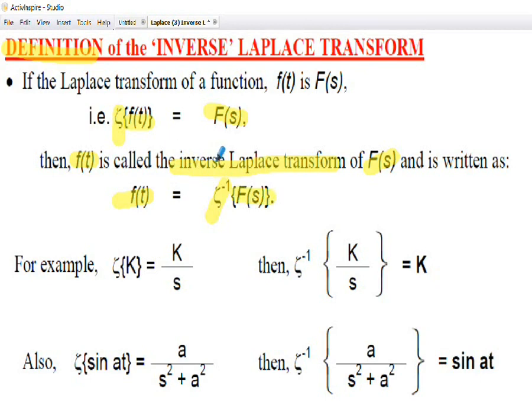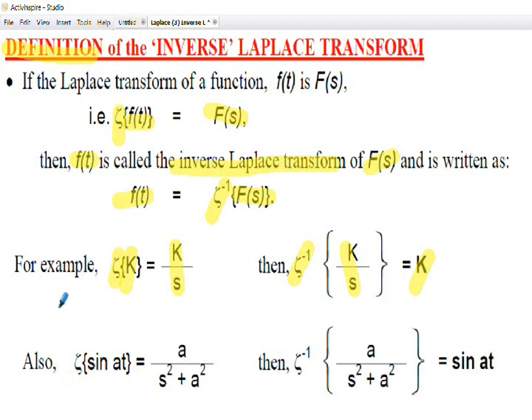So for example, if we start with the Laplace transform of k, we know from Laplace transform tables that it is k upon s in the s domain. If we were to reverse this process and find the inverse Laplace transform of k upon s, we would get back to k in the time domain.